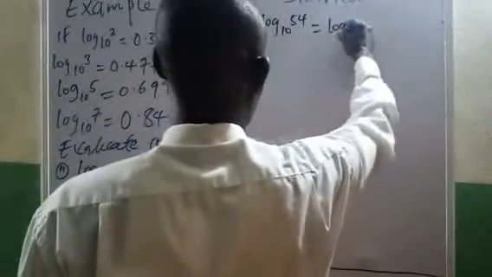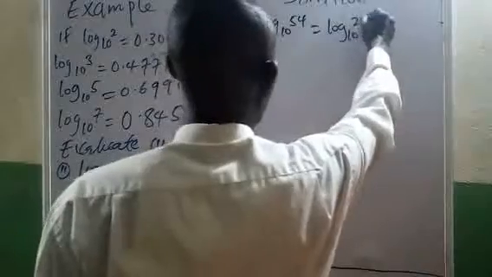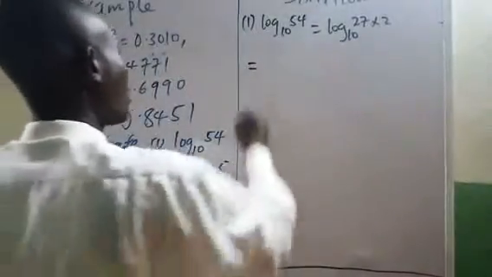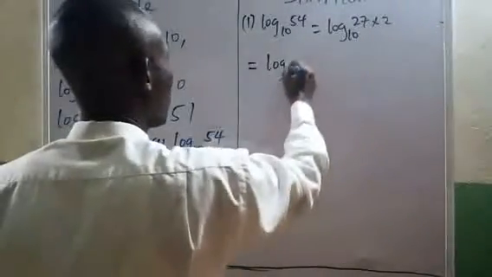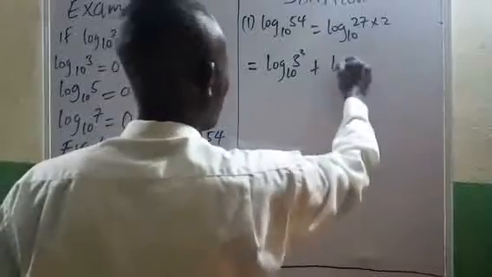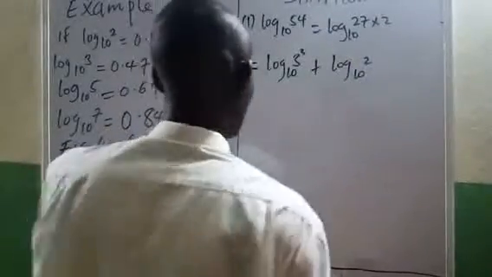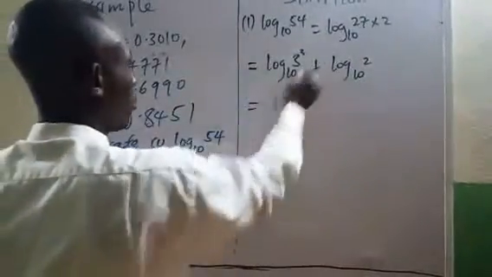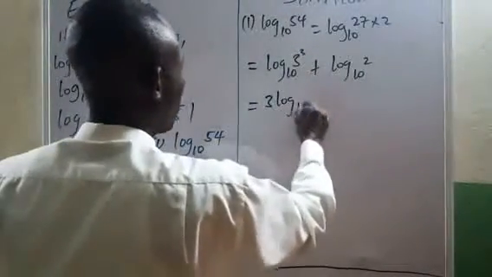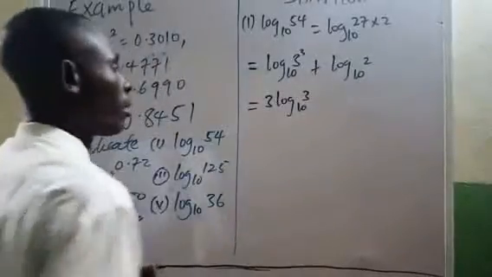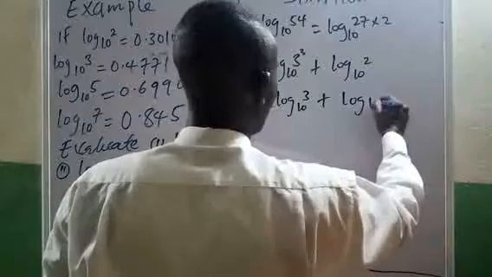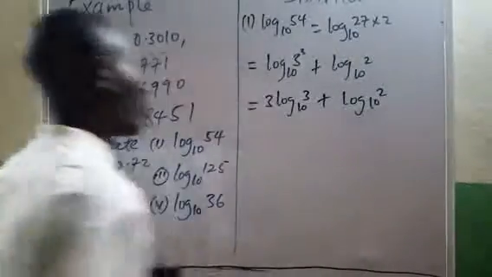This is the same thing as log 10, 54 is 27 times 2. And that is the same thing as log 10, 3 raised to the power of 3, that's 27, times is plus log 10, 2. So 3 will come down according to the log law. Don't forget that. That's 3 log 10 of 3 plus log 10 of 2.